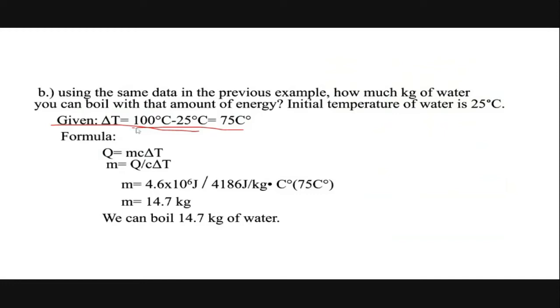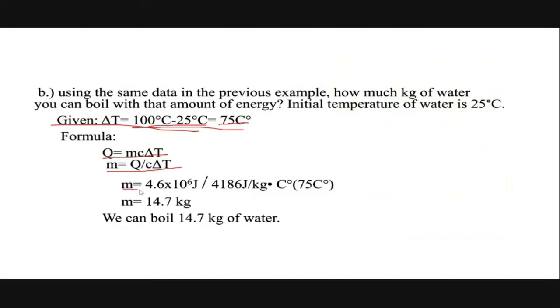So we can observe here the actual temperatures, and this is now the change of temperature, which is 75 Celsius degrees. The usual formula that we can use is Q equals mc delta T, so m, the mass of water that we are looking for, is just equal to Q over the specific heat of water times delta T.